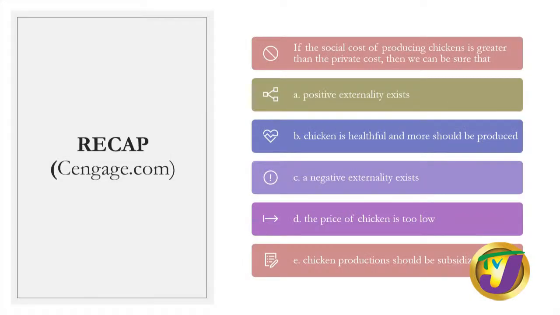All right, so I want you to take note of some of these questions and answer them at your own time. Next, if the social cost of producing chickens is greater than the private cost, then we can be sure that, is it A, a positive externality exists, B, chicken is helpful and more should be produced, C, a negative externality exists, D, the price of chicken is too low.